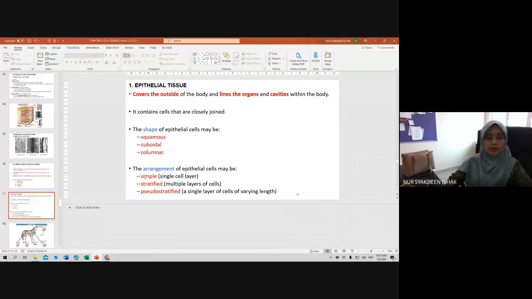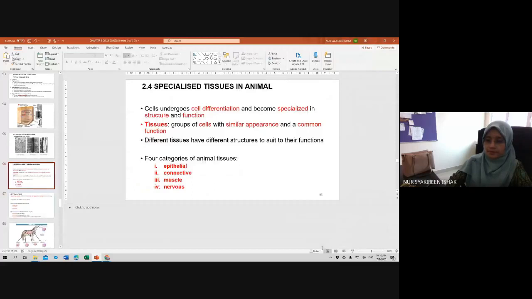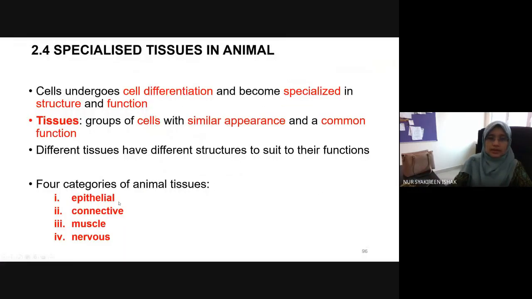Alright, so we are going to continue with animal tissues and also plant tissues. Okay, specialized animal tissues and plant tissues. So these are the second to last subtopic of this chapter. Okay, so it says here cells undergo cell differentiation and become specialized in structure and function. So it means here every cell in your body will have different structure and different function.